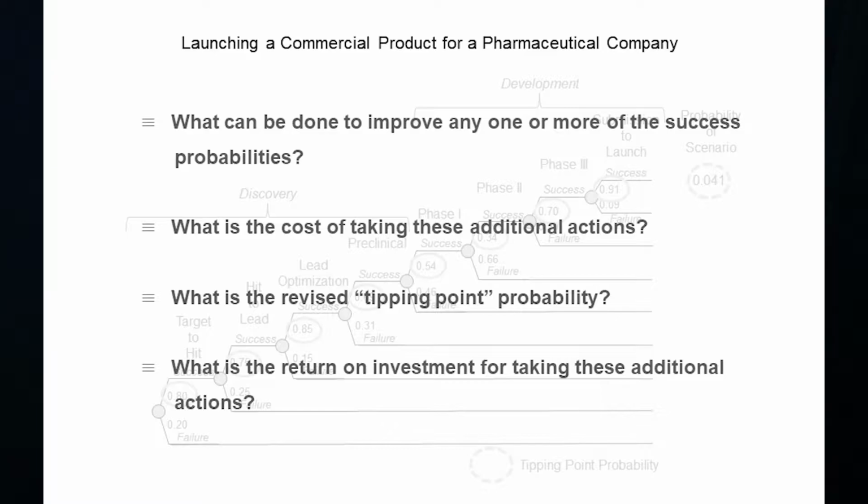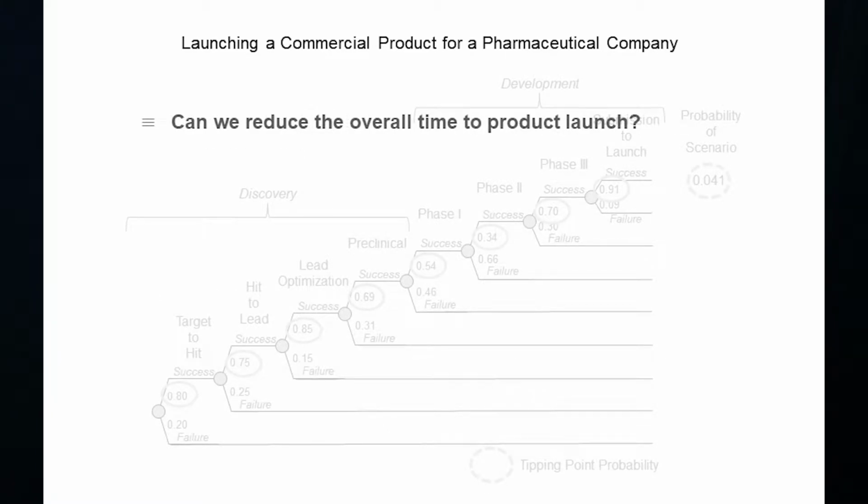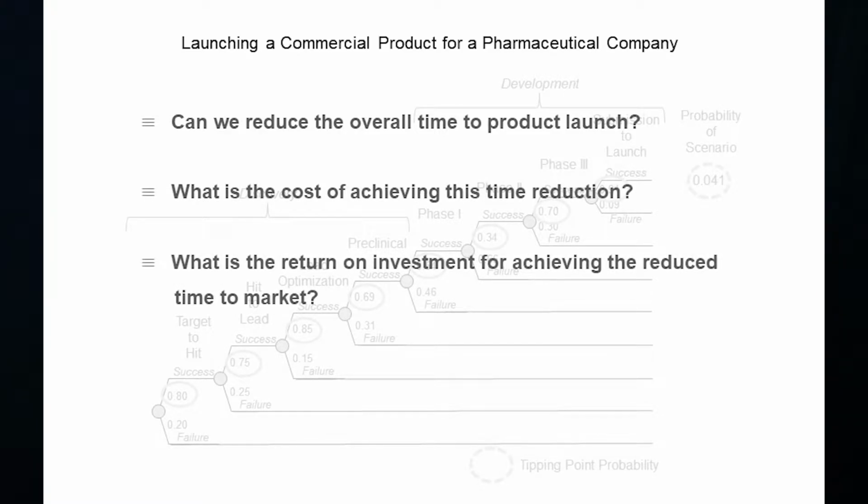There are also timing components for each of these stages of work. Additional questions include, can we reduce the overall time to product launch? What is the cost of achieving this time reduction? And what is the return on investment for achieving the reduced time to market?